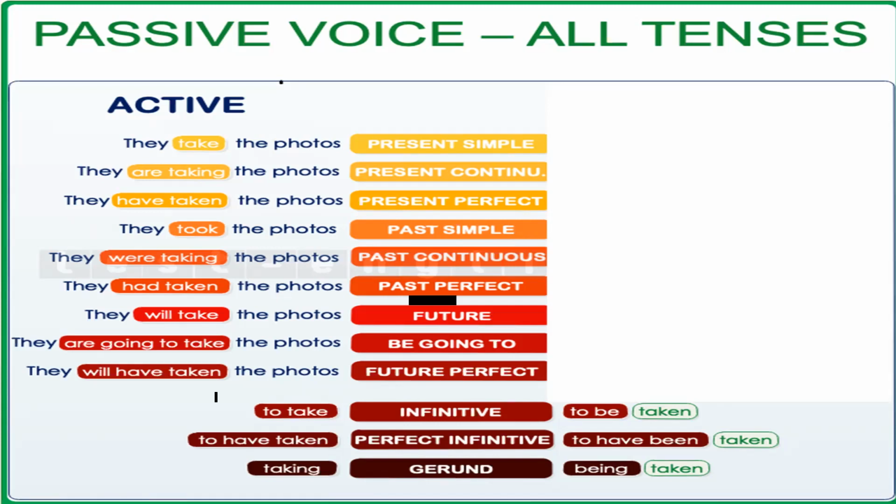What's the first step to convert from active to passive? The first step: replace the subject with the object. The photos. Remove the subject and write the object instead. So here, this is the object, the photos.